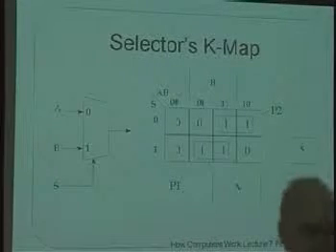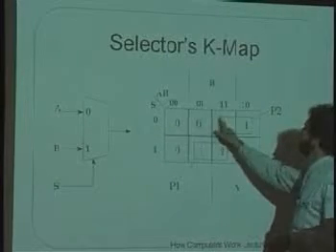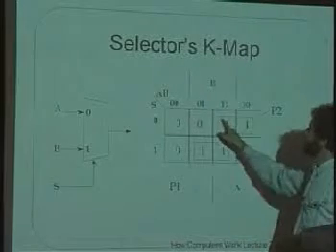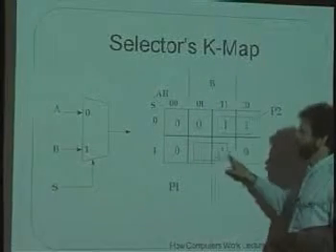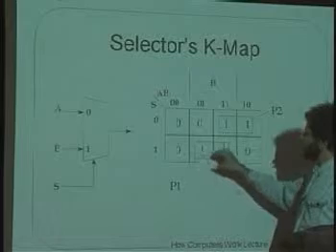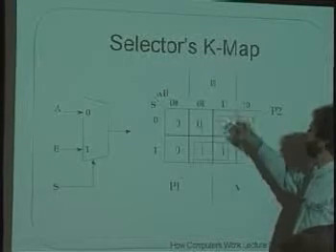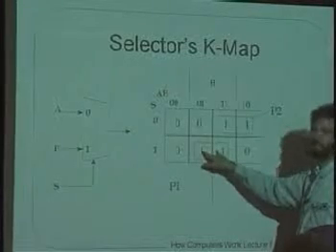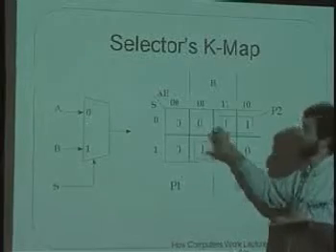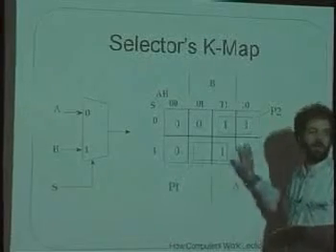I'm going to circle these two ones over here. That's product term number 2. And I'll circle these two terms over here. That's product term number 1. And if I implemented two AND terms that fired in this case or in this case, then I will have implemented the complete Kmap for a selector.